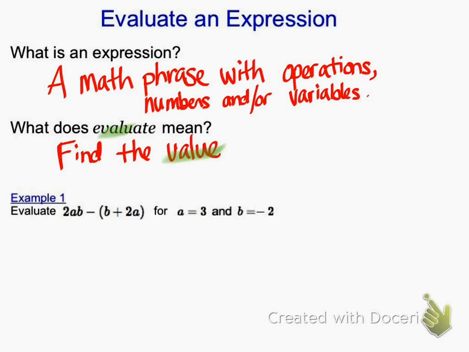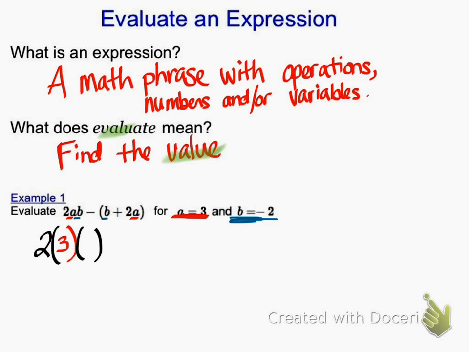So when we're asked to evaluate, for example 1, 2ab minus parentheses b plus 2a for a equals 3 and b equals negative 2, that's really asking us to take a and put in 3. Find out what the value is when a is 3 and put in negative 2 for b. So that's what we're going to do. We're going to show our work by writing down what we're going to plug in. So we're going to replace a with 3.